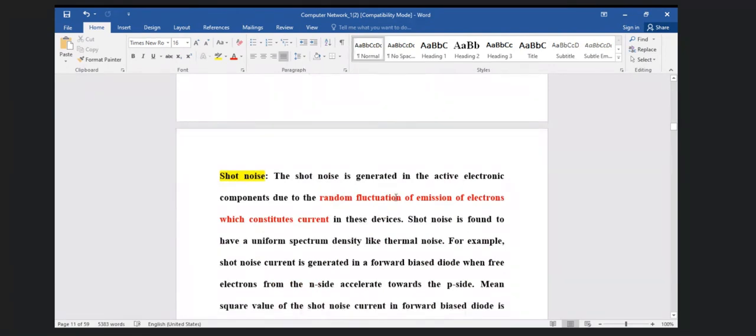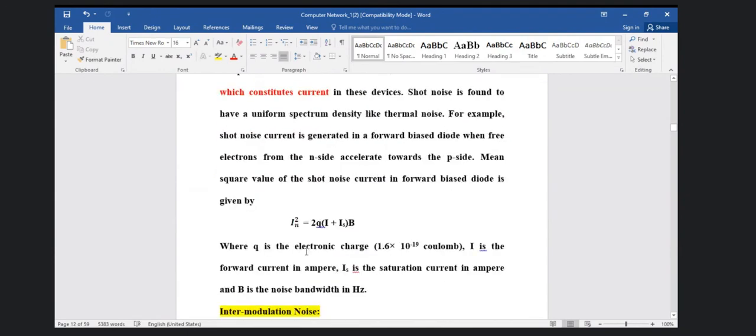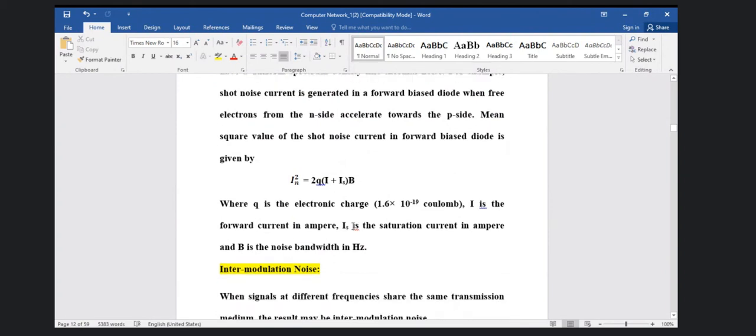Now, shot noise is the random fluctuation of emission of electrons, which constitutes current. For a diode, this expression is given as IN square equals 2q(I plus Is)B. Here q is the electronic charge, I is the forward current, Is is the saturation current in ampere, and B is the bandwidth of the noise in hertz.